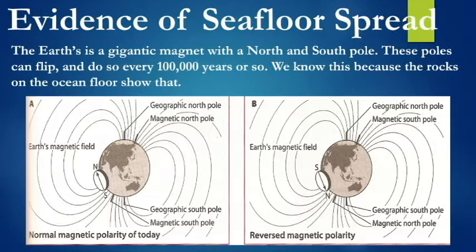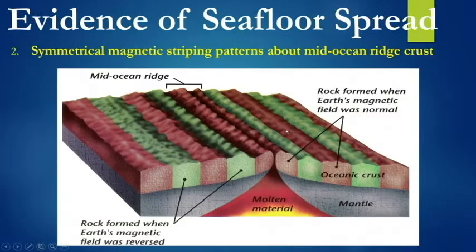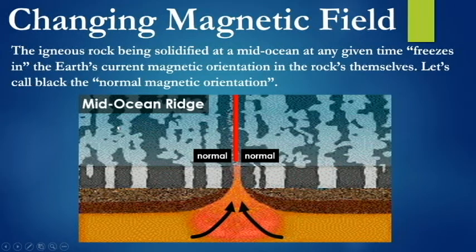And we actually know that because the rocks on the ocean floor show this flipping effect, which you can see right here. Here's the flipping. You can see a normal polarity, and then it switches, and then it switches, and it switches. So how does that work? Well, the igneous rocks being solidified at any given time at a mid-ocean ridge freeze in the Earth's current magnetic orientation.